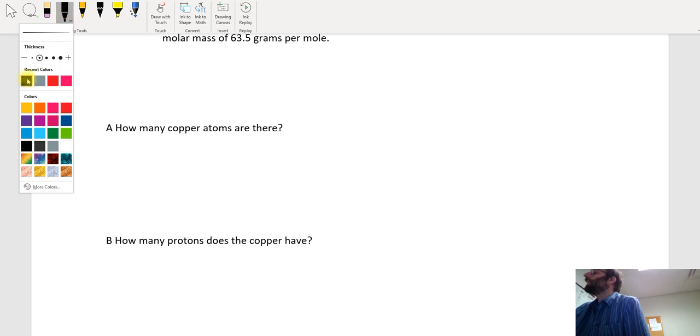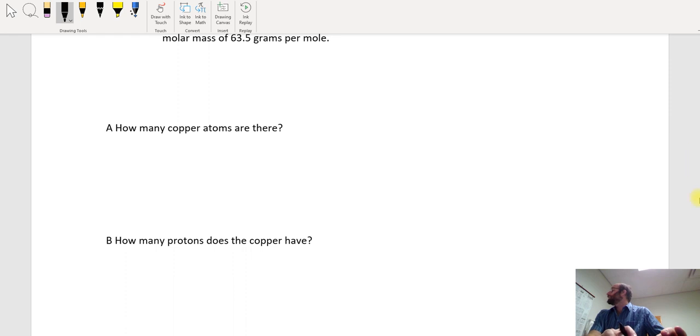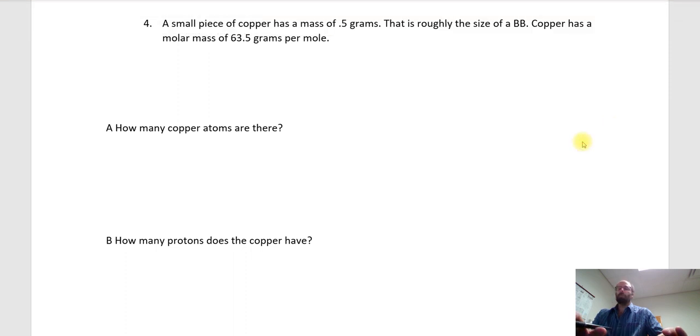That's one I can see you needing a little bit of help. So 4 is about a little piece of matter. A small piece of copper of 0.5 grams. So I'm going to imagine a piece of copper here, right? We know the mass of it. I don't know if that's going to be relevant or not, but roughly the size of a BB. Now, copper has a molar mass of 63.5 grams per mole. So that right there, you should be able to calculate how many atoms are there. Yep, that's the first question.